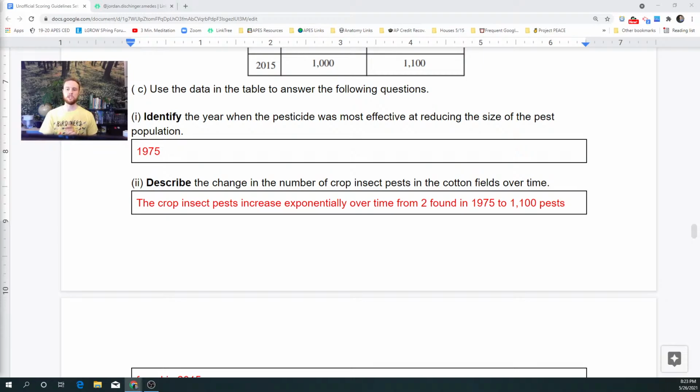So describe the change in the number of crop insect pests in the cotton fields over time. This is an easy point. So what you want to do is say that the crop pests increase either rapidly, exponentially, by a lot, a ton. It's very big, the increase. It's not just a little bit. You want to say it's increasing by a lot.